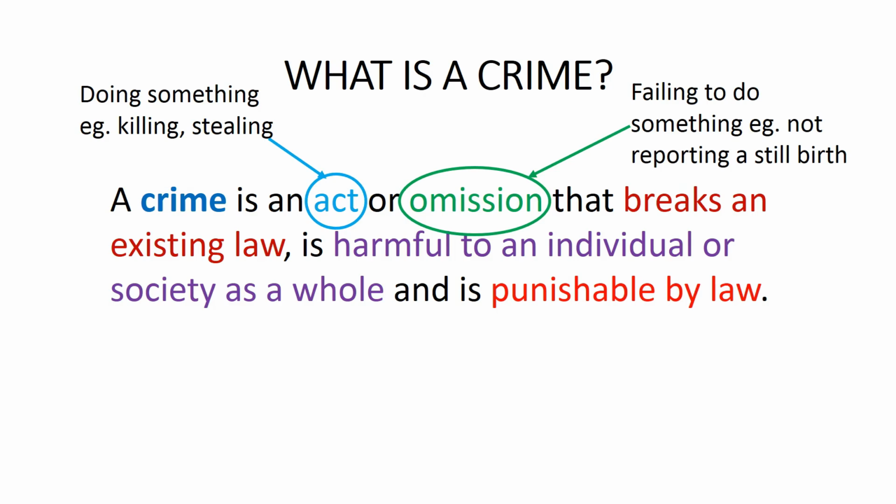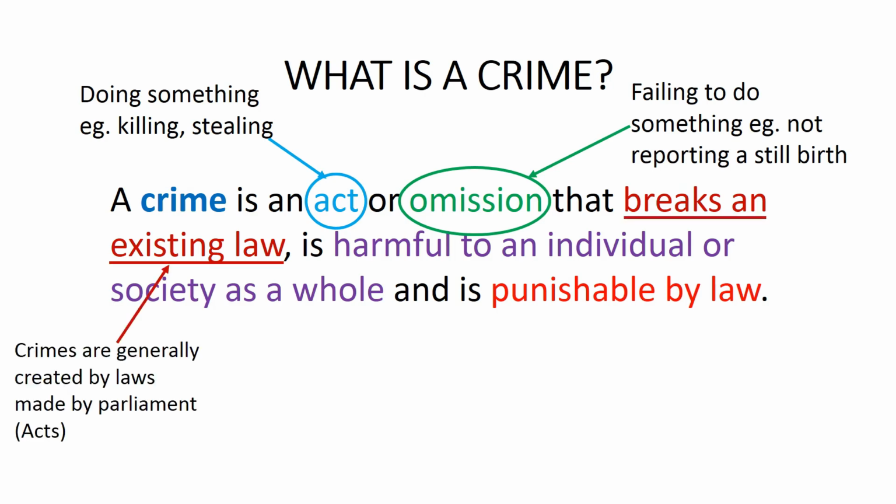Secondly, a crime is an act or omission that breaks an existing law. Generally speaking, it is a law made by Parliament, that is an act of legislation or a statute, that sets out what acts or omissions are crimes. For example, in Victoria, the Crimes Act 1958 defines a large number of crimes such as murder, rape, kidnapping, burglary, assault, theft, and so on.